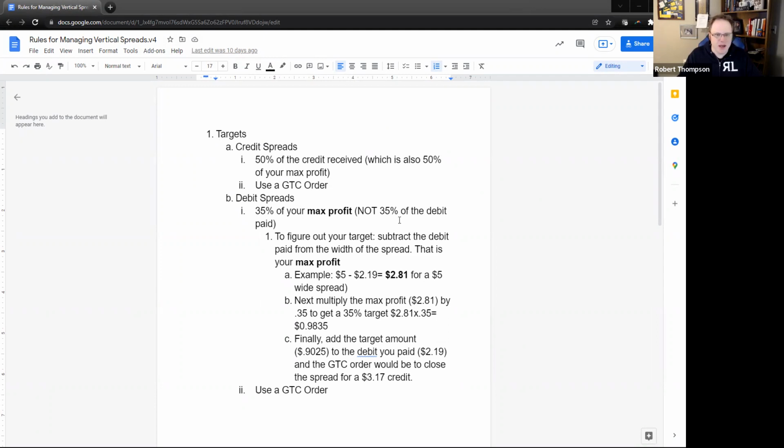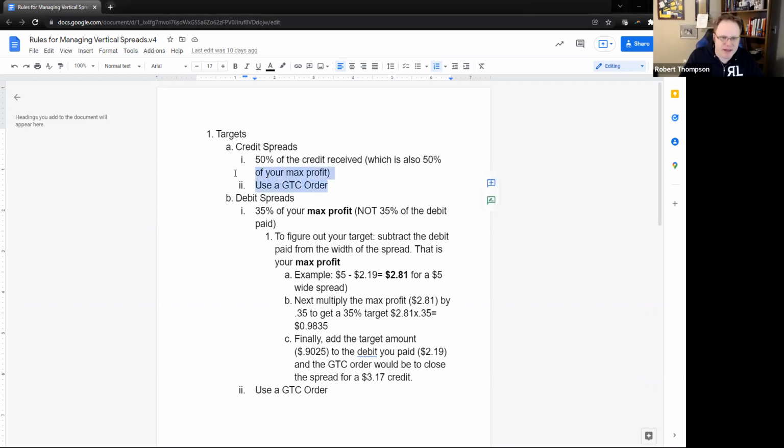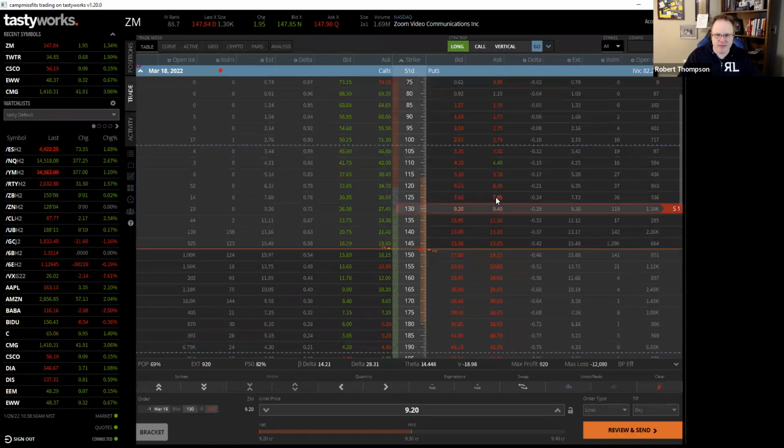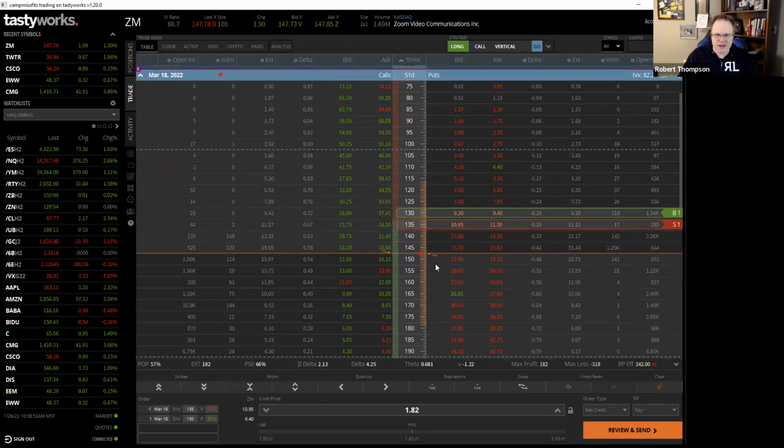Okay. All right, let's get into how to manage these things. So step one, this should be review, because I had this on the notes for how to set up the spread correctly. So with a credit spread, let's go back to the credit spread example. If I sell this $5 wide spread in Zoom for $1.82, the next thing I'm going to do if I fill that trade is what?